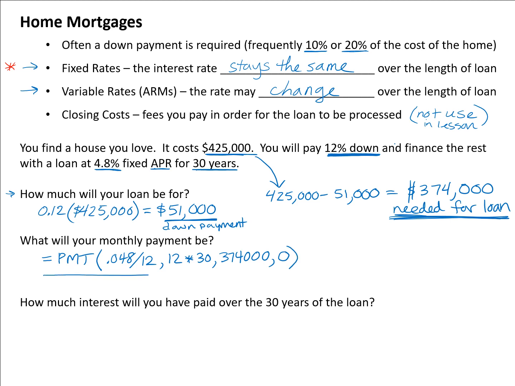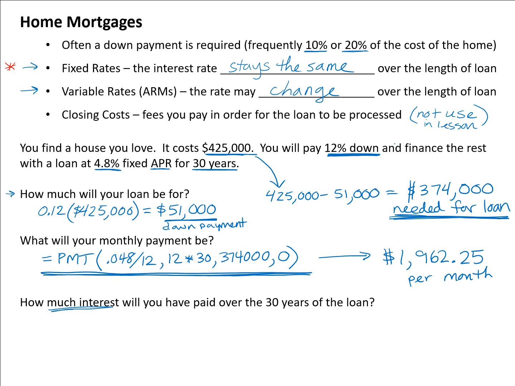So if you put this into Google Sheets or into Excel or any spreadsheet, it should return you the monthly payment. And in fact, when I did it, I got $1,962.25 per month. That would be our monthly payment to pay this house loan off over 30 years.